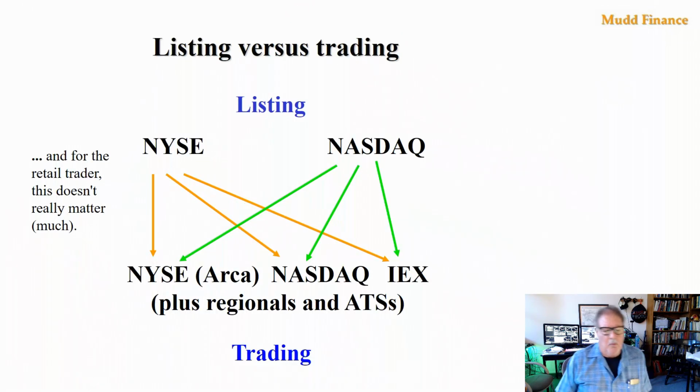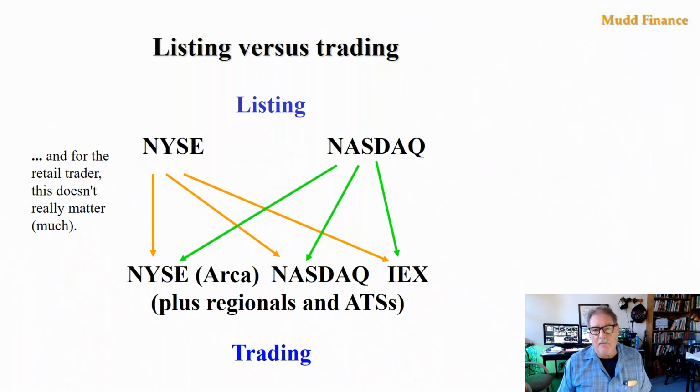So we're going to start by talking about the distinction between listing and trading your stocks. We've already talked about IPOs and how they work. And when you do an IPO, that's effectively the act of listing your stock. As soon as you see your stock trading as an IPO, then it's listed.